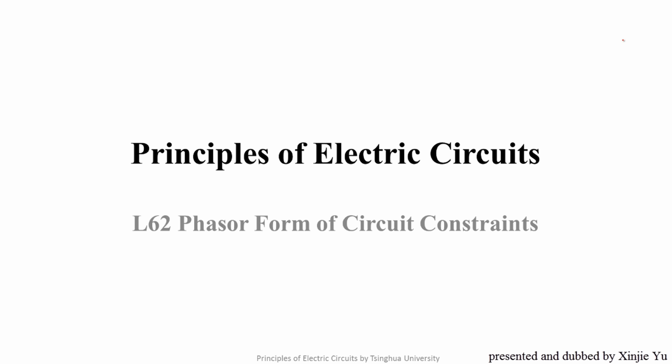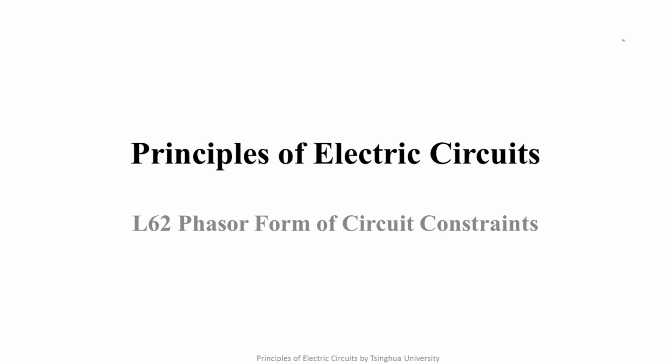Hello everyone, in lecture 62, we will discuss a phasor form of the circuit constraints. At the end of last lecture, we asked a question: can we use phasor to list the algebraic equation with complex coefficient directly, instead of listing an ordinary differential equation and then converting it into algebraic?